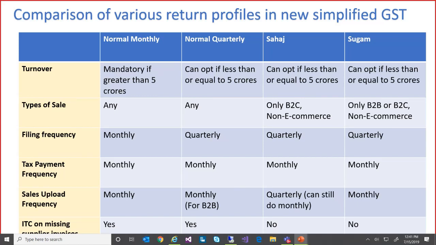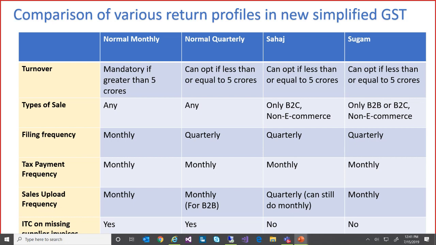Now, this is the comparison of various return profiles for the new simplified GST process. The normal return is mandatory if the turnover is more than 5 crores. If it is less, then the person can select any of the returns and file that. They can opt for monthly and they can go for quarterly as well.